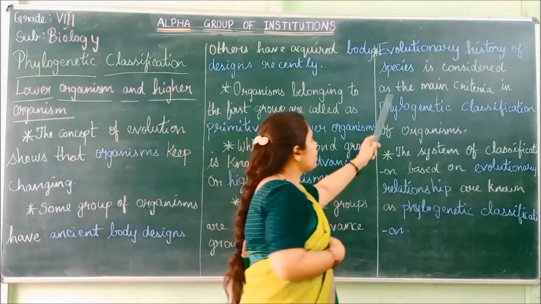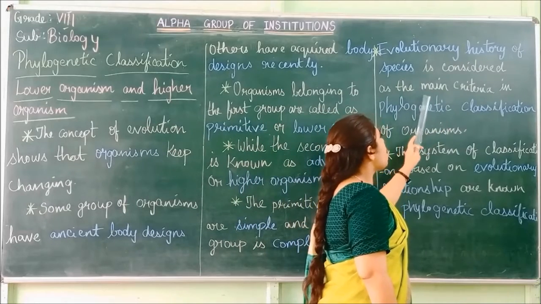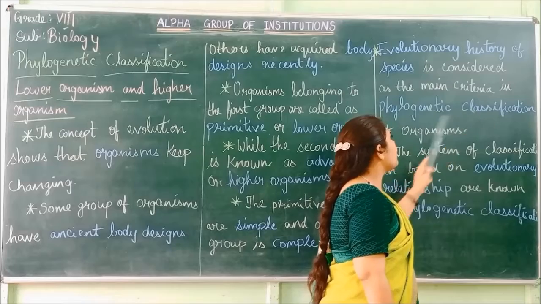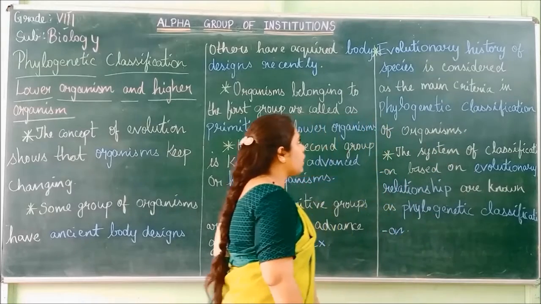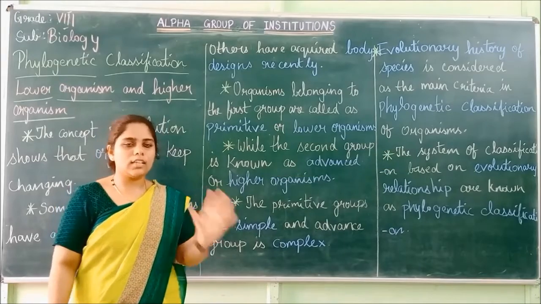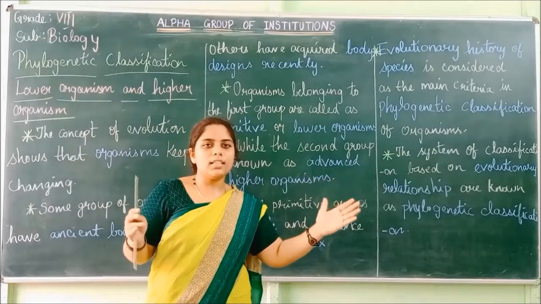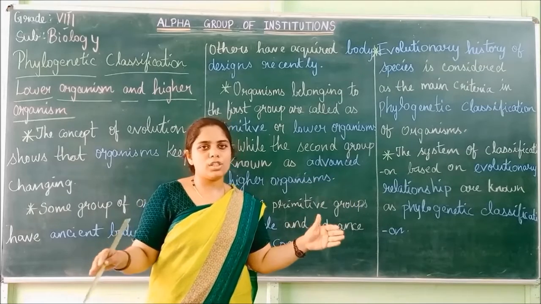The evolutionary history of species is considered the main criterion in phylogenetic classification. So in phylogenetic classification, if an organism is taken, they consider its whole evolutionary history.